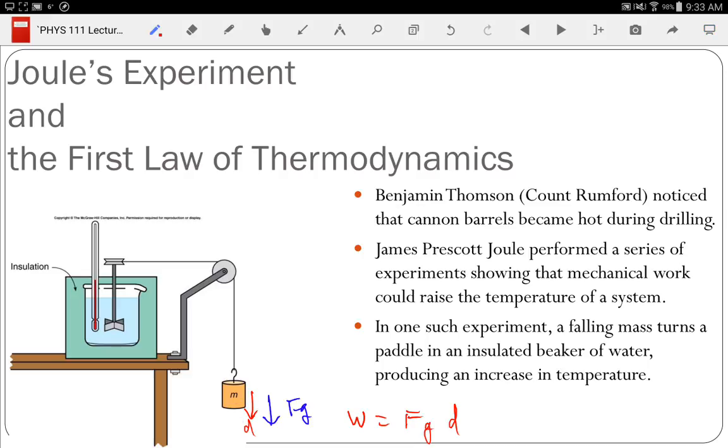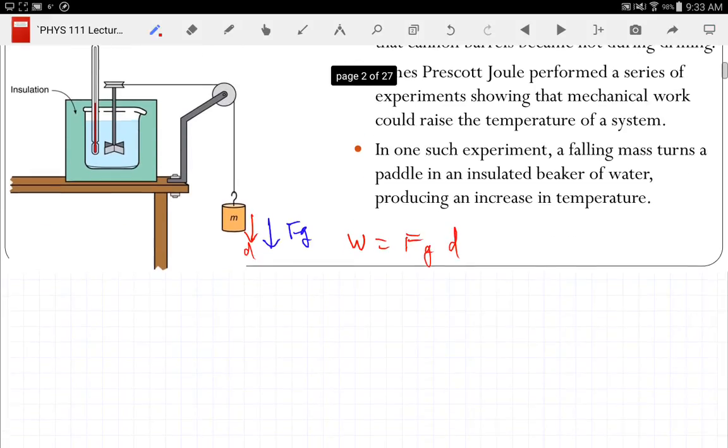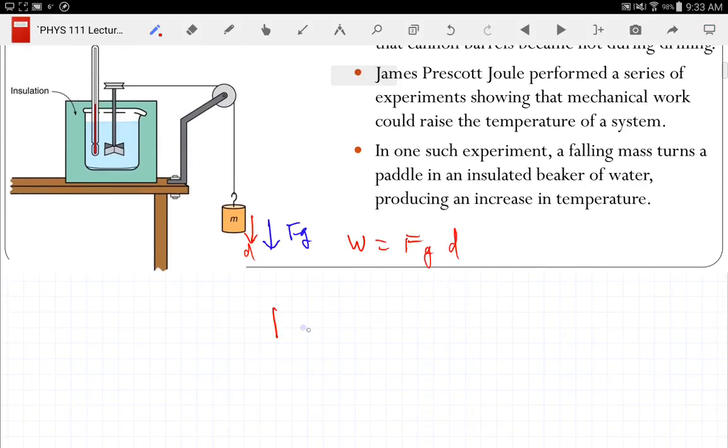So he calculates how much work he did on the water by measuring that mass dropping. And then he measures the change in temperature and calculates how much heat was added to the water. And from that, he got the relationship that 1 calorie is equal to 4.186 joules.